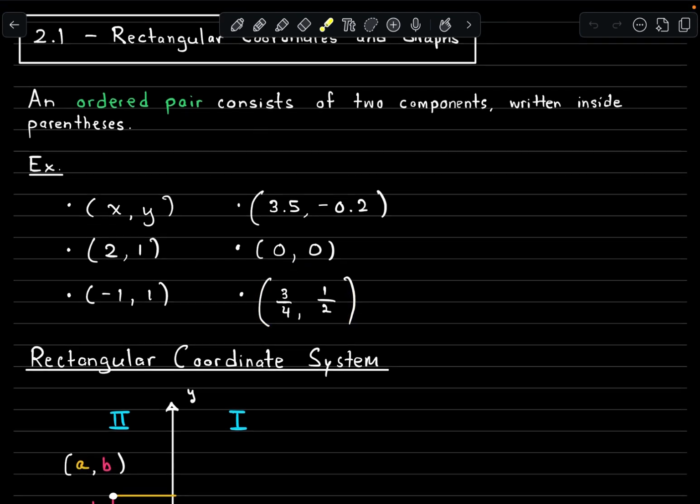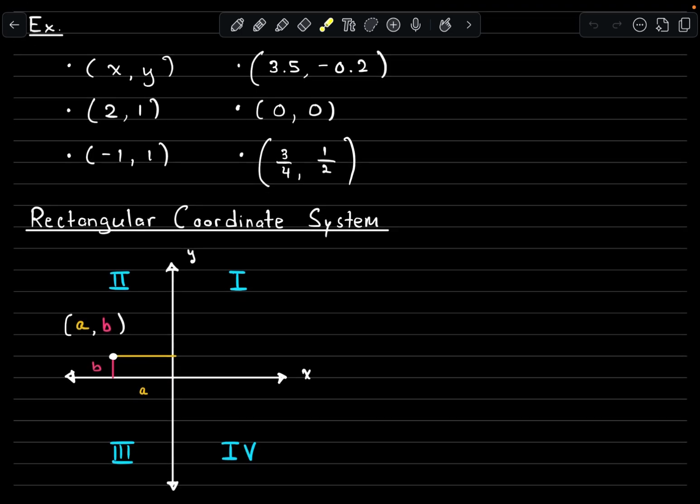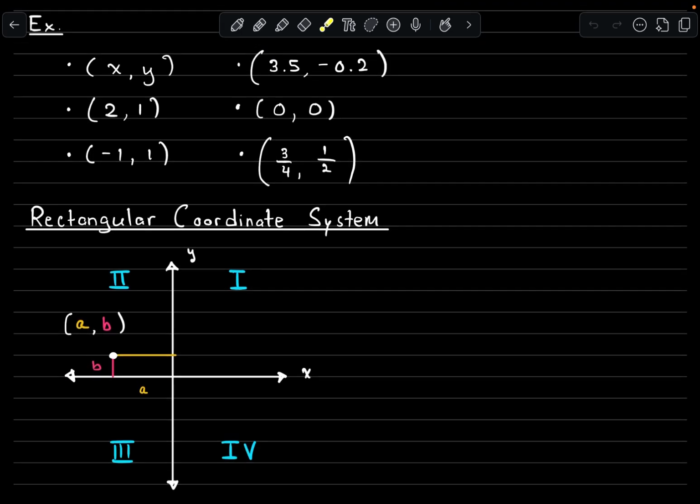So the way this rectangular coordinate system works, on the horizontal axis, we've got what's called the x-axis. Okay, so this is running from right to left. The left side is going to be negative x values. The right side is going to be positive x values.